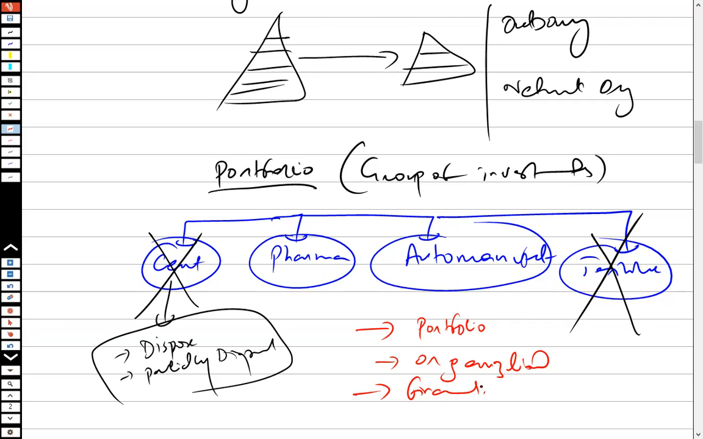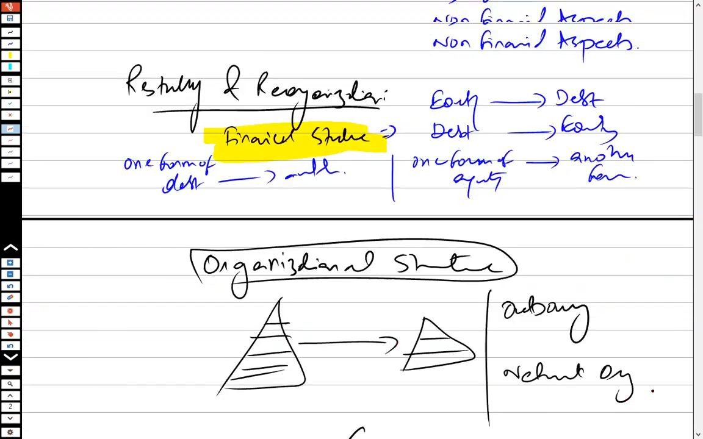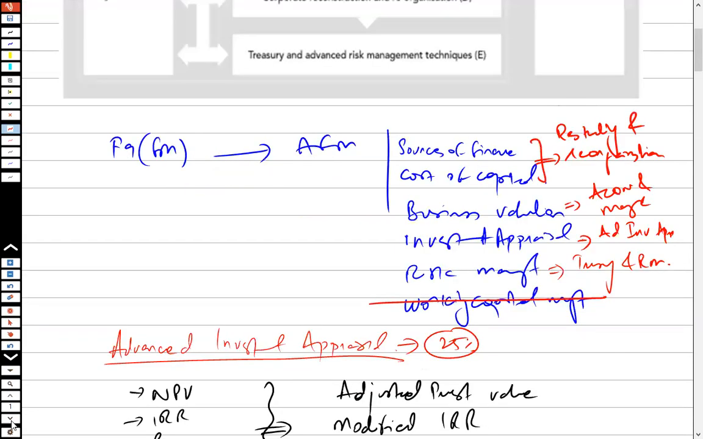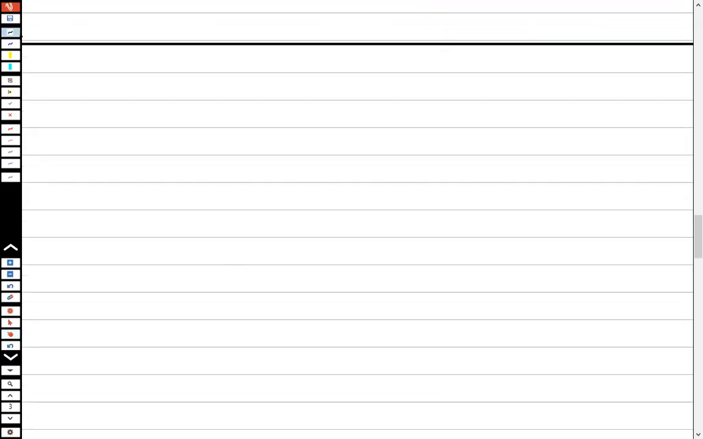Good enough. Let's move a bit forward. The last aspect of this is the treasury and advanced risk management technique. Now, what is this treasury and advanced risk management technique? This treasury and advanced risk management technique has got two aspects.